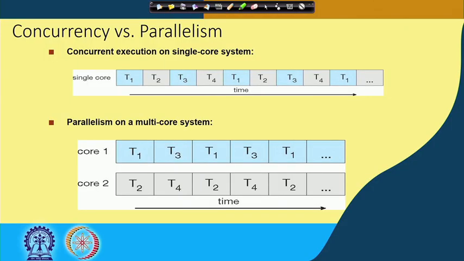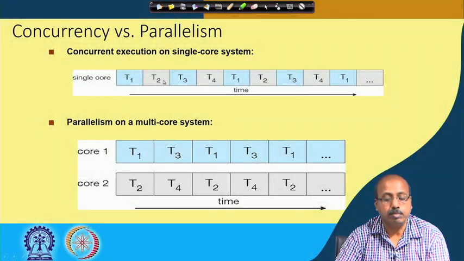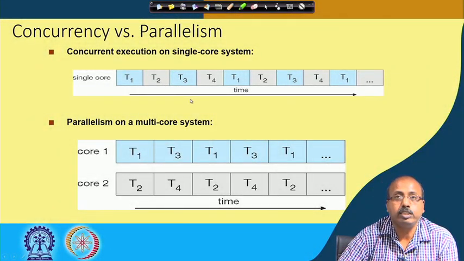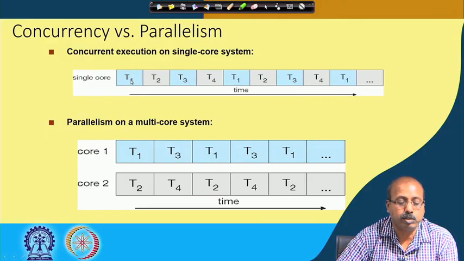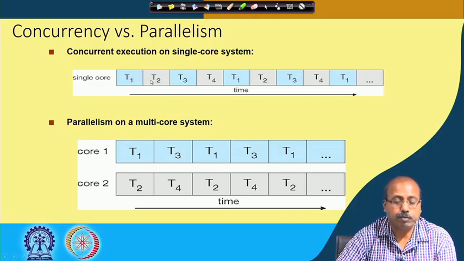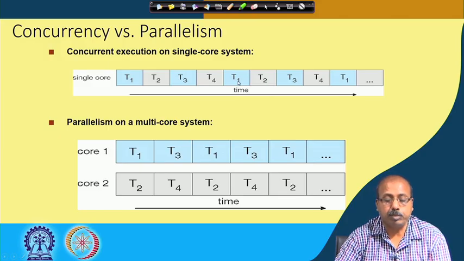Here we have a typical example of concurrency versus parallelism. If we have a single core system, then these tasks T1, T2, T3 and T4 are various tasks that we have in the system, and over time the scheduler schedules the tasks in this fashion: first it schedules T1 for some time quantum, after that it schedules T2 for some time, then T3 for some time, then T4 for some time, then again it picks up T1 for execution.